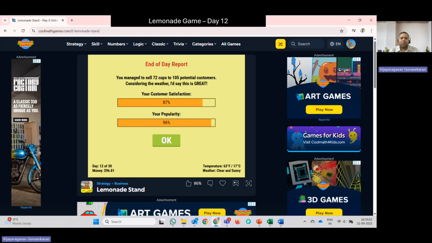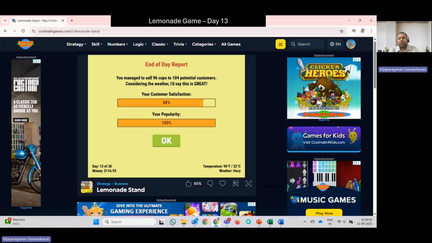days. Day 12 was also very similar, 29 cents per cup, and I was able to make a sale of 72 out of 105, which is a good number considering the cool weather. So here I applied the learning from the previous days, making fewer ice cubes when the temperature is on the lower scale. Going back to day 13, it was a hot day, 32 degrees. So I pumped up the pricing to a higher premium price of 40 cents, and I was able to achieve 96 cups out of 104 potential customers.